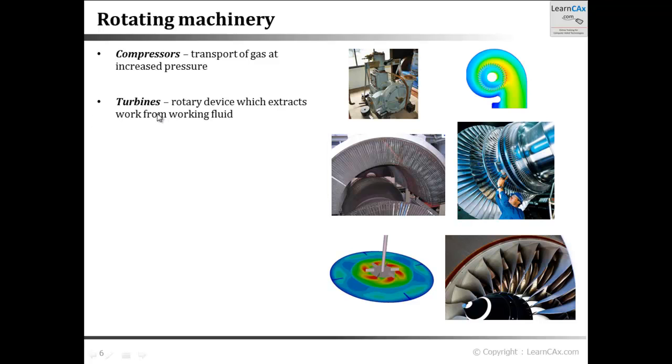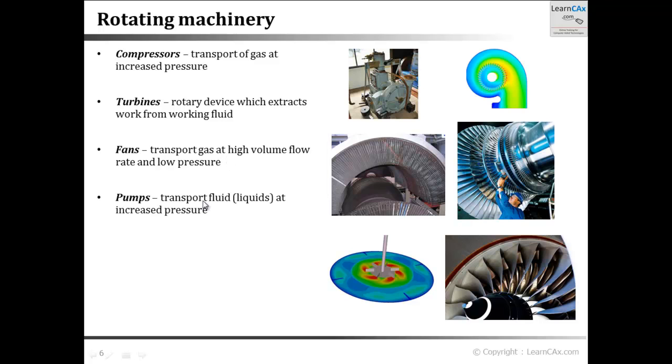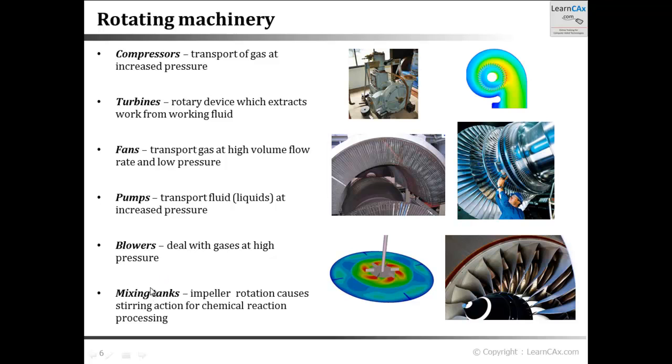Turbines are another type of rotating machinery, which is a rotary device that extracts work from working fluid. Fans are used to transport gas at high volume flow rate as well as low pressure. Pumps transport fluids, mainly liquids, at increased pressure. Blowers deal with gases at high pressure. Other than all these equipments, there is also something called a mixing tank, which has impeller rotation that causes stirring action for chemical reaction processing. So this is also another application of rotating machinery flow, that is the mixing tank.